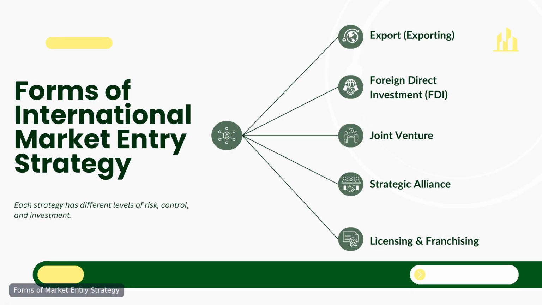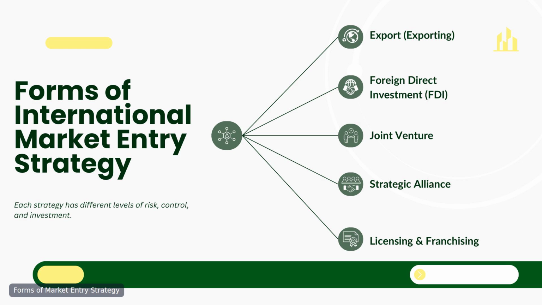Now, let's move to the different forms of entry strategies. There are five main types. 1. Exporting. 2. Foreign direct investment, FDI. 3. Joint venture. 4. Strategic alliance. 5. Licensing and franchising. Each of these strategies has different levels of risk, control, and investment.